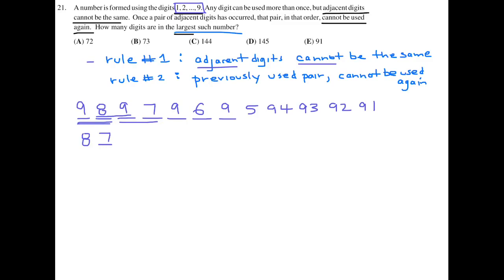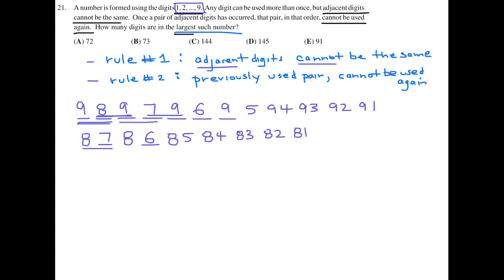And then the next digit, can I put a 9? No, because 7, 9's already been taken. Can I put an 8? Yes, I can. Can I now put a 9? No, because 8, 9's already been taken. Can I put an 8? No, because that would violate rule number 1. Can I put a 7? No, because 8, 7's already been done. So I can only put a 6. And similarly, if you just keep following these two rules, you'll see that this becomes 8, 5, 8, 4, 8, 3, 8, 2, 8, 1, like that.